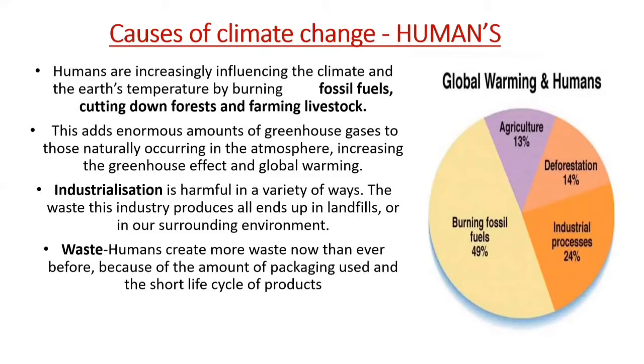The waste this industry produces all ends up in landfills or in our surrounding environment. Waste: humans create more waste now than ever before because of the amount of packaging used and the short life cycles of products. By looking at the pie chart, we will get a brief idea of where humans cause more of the climate change. Burning fossil fuels is around 49%. Agriculture is around 13%. Deforestation 14% and industrial processes around 24%.